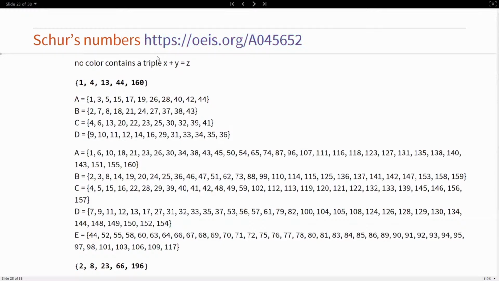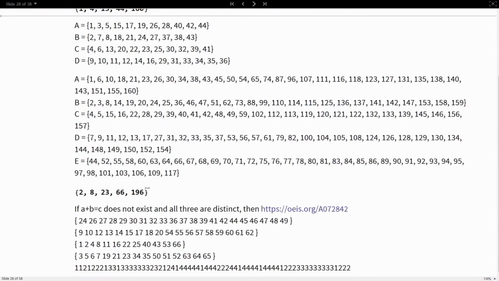Schur's number: you want to take a sequence and color all the digits from, say, 1 to 44, so that you can't do x plus y equals z within a particular set. So here's a solution showing how you can four-color up to 44 so that you never get a single color version of x plus y equals z. In this form, x is able to equal y, and you get this series when you minimize those.